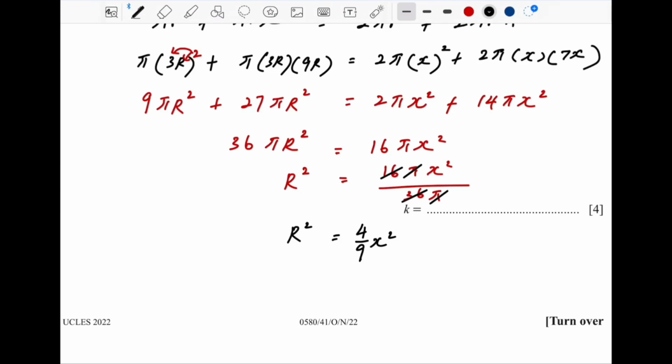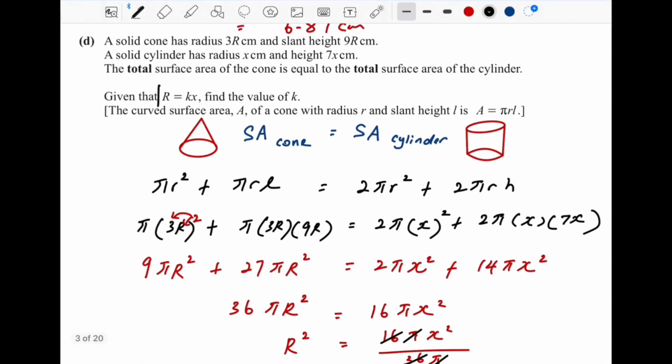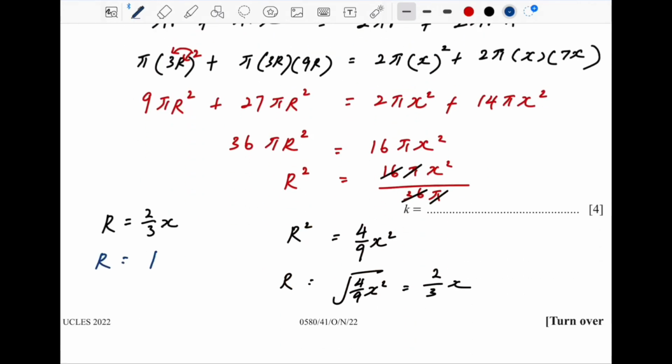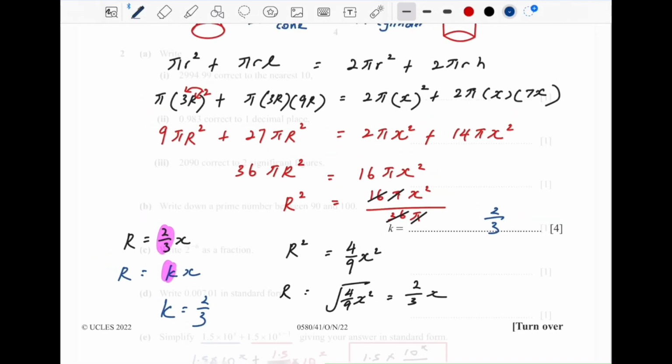That's for r squared. So if I want to make r as a subject, square root both sides. So r equals to 2 over 3x. Compared to this, r equals to kx. Find the value of k. So if I compare to r equals to kx, obviously you can tell k equals to 2 over 3. Alright, that's for question 1.